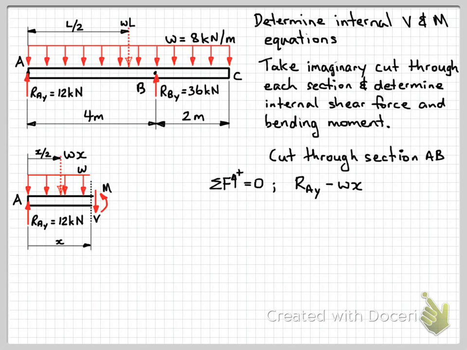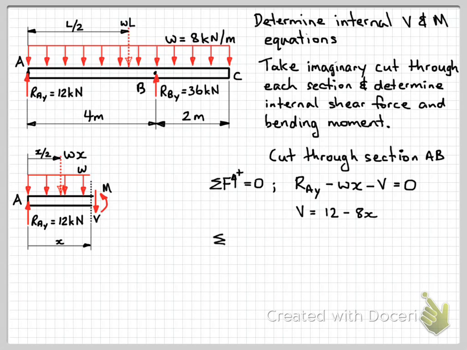So returning to our equation of equilibrium, the only thing we need to include further is our internal shear force acting in the negative direction, all equal to 0. So we can rearrange that to get our equation for the internal shear force as a function of x, which is the position within that section of the beam.